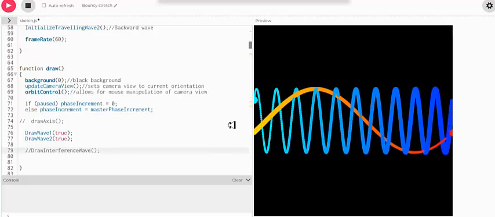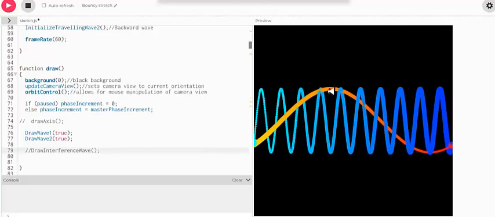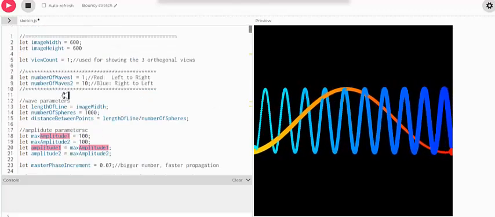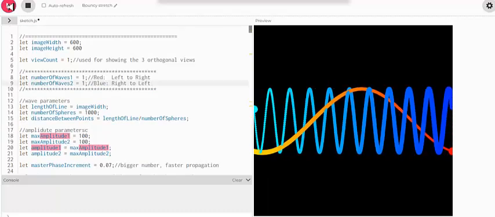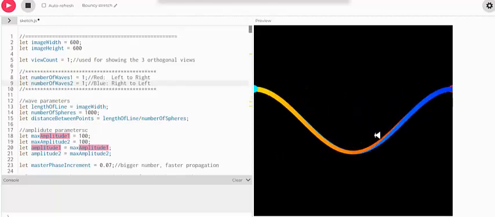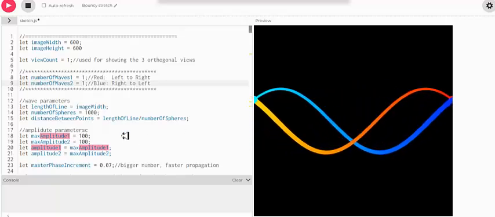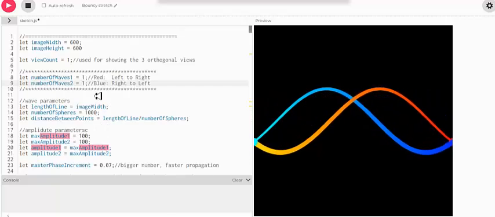Going from left to right, I have 1 wave, and going from right to left, I have 10 waves. We could easily change that back to 1, which is a little easier to see. So we've got one wave moving from left to right, and one wave moving from right to left. Those are these parameters here.